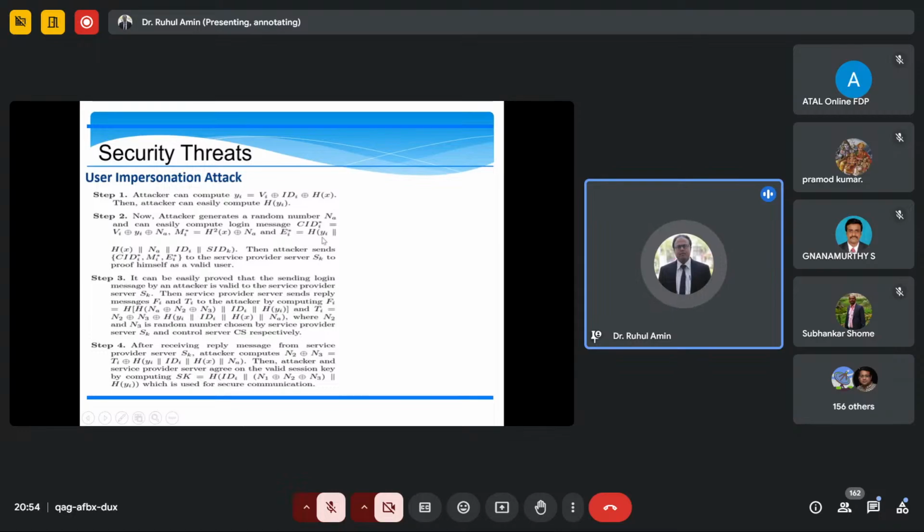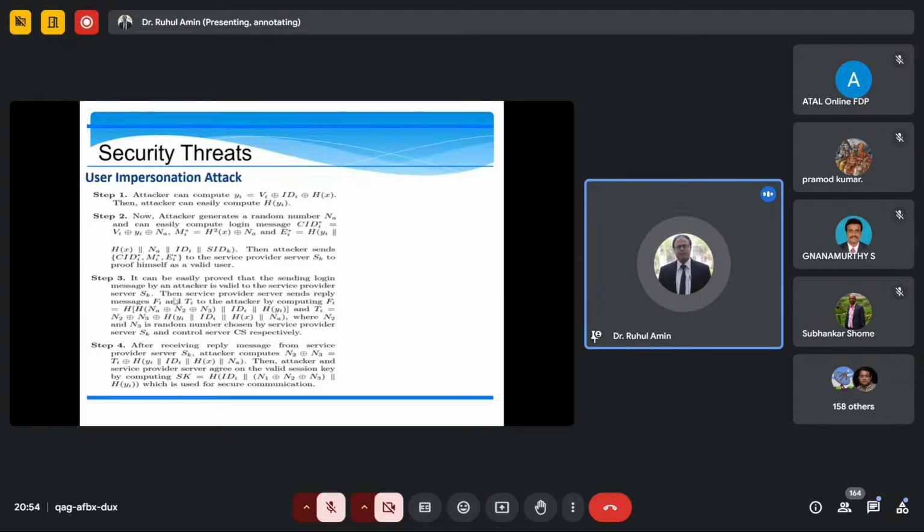So EI value is H of YI, some NA, some identity, right? And it is sending to the service provider server. So if, for example, after sending, all this information goes to the service provider server, and if it is accepting, then what? Then ultimately, this message is not sent by the user. This message is sent by the attacker. Okay. So then the attacker will act as a valid user.